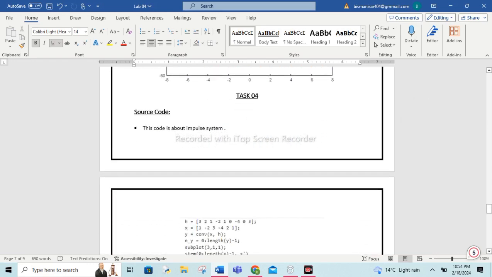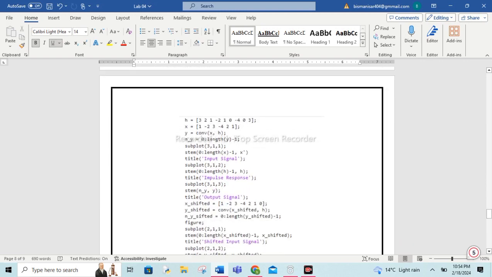In the last task, first we define x, then in y we convolve both these, x and h. Then we use subplots, then titles.